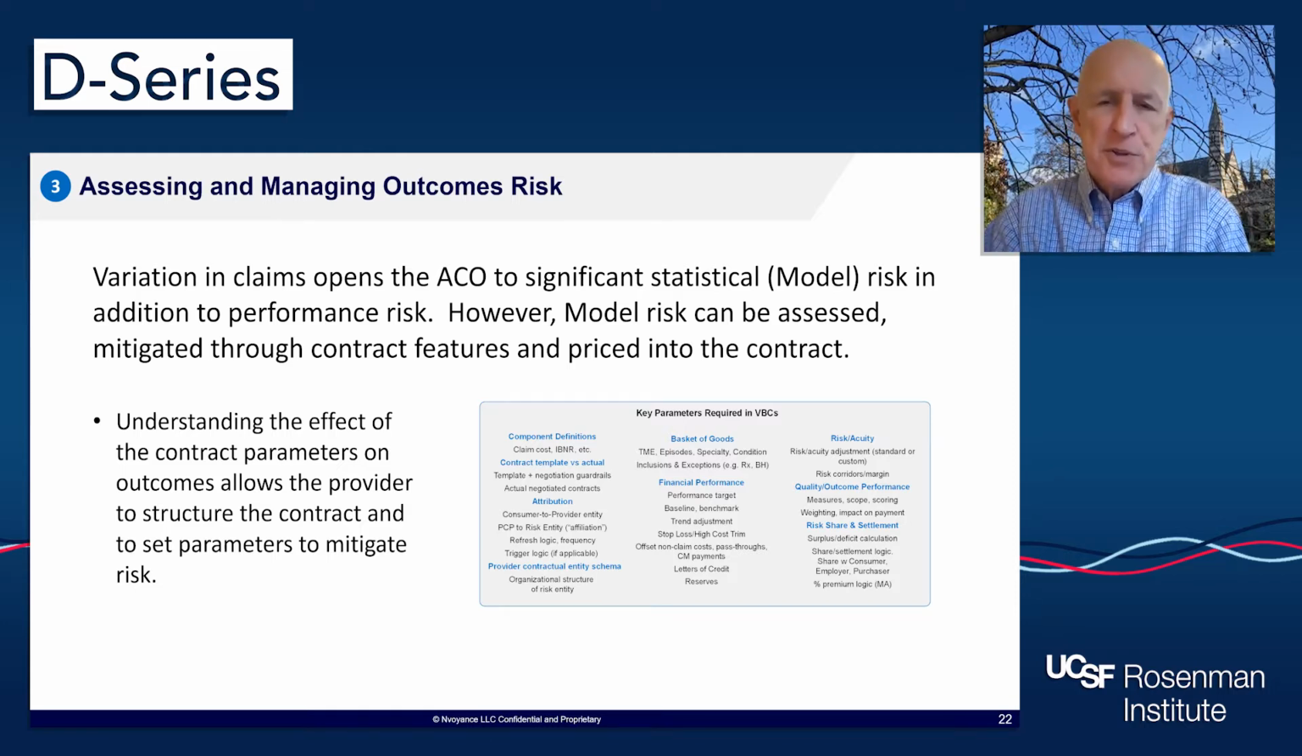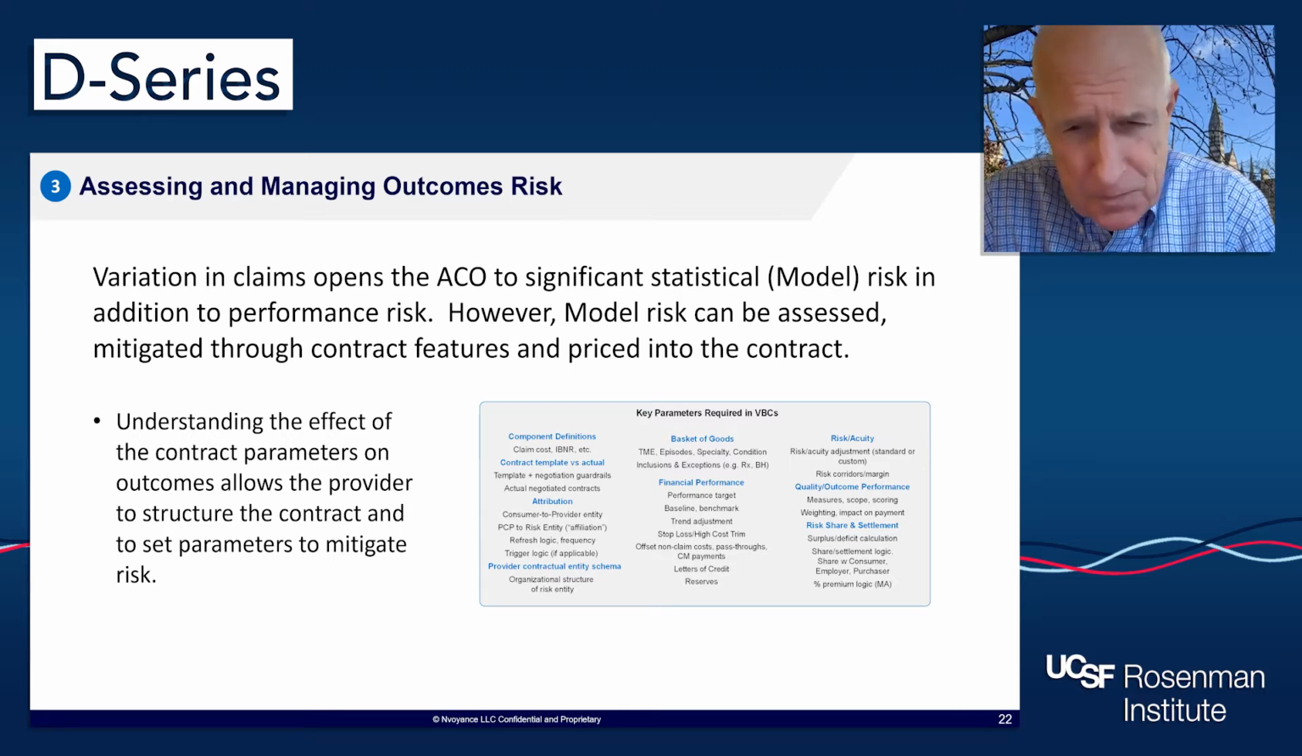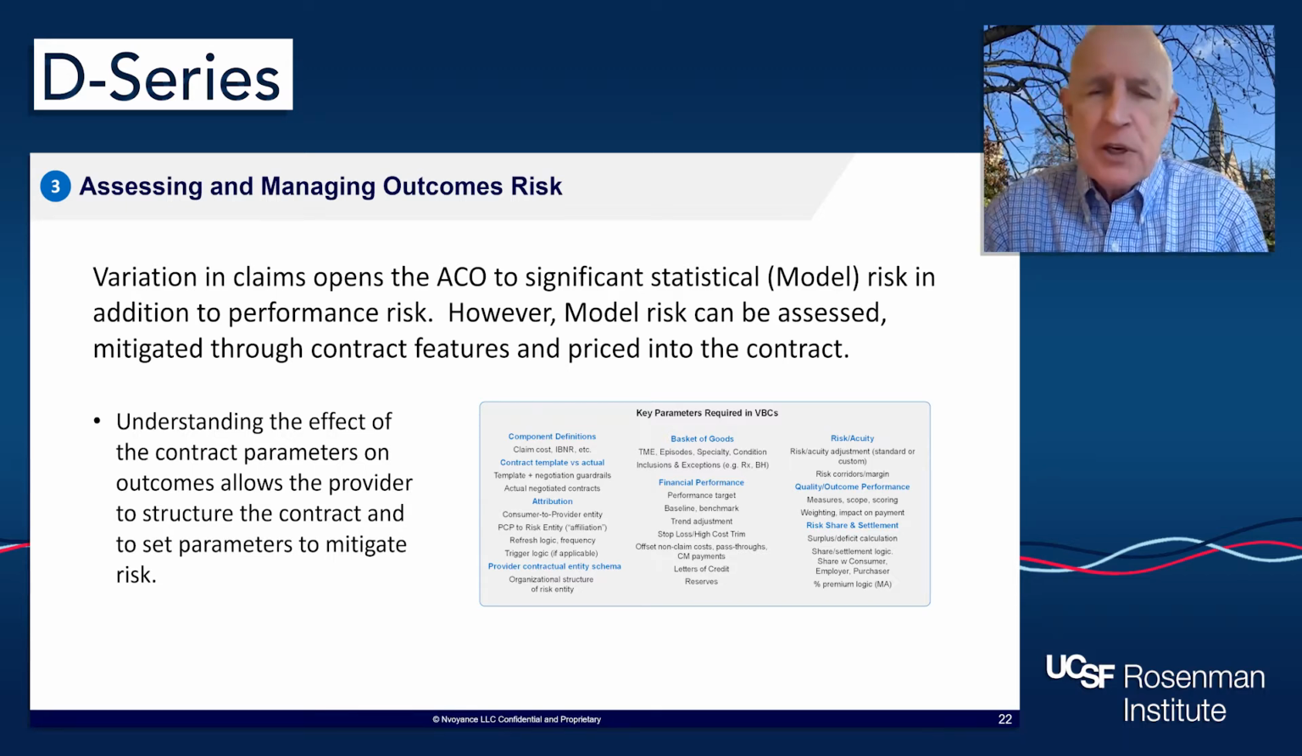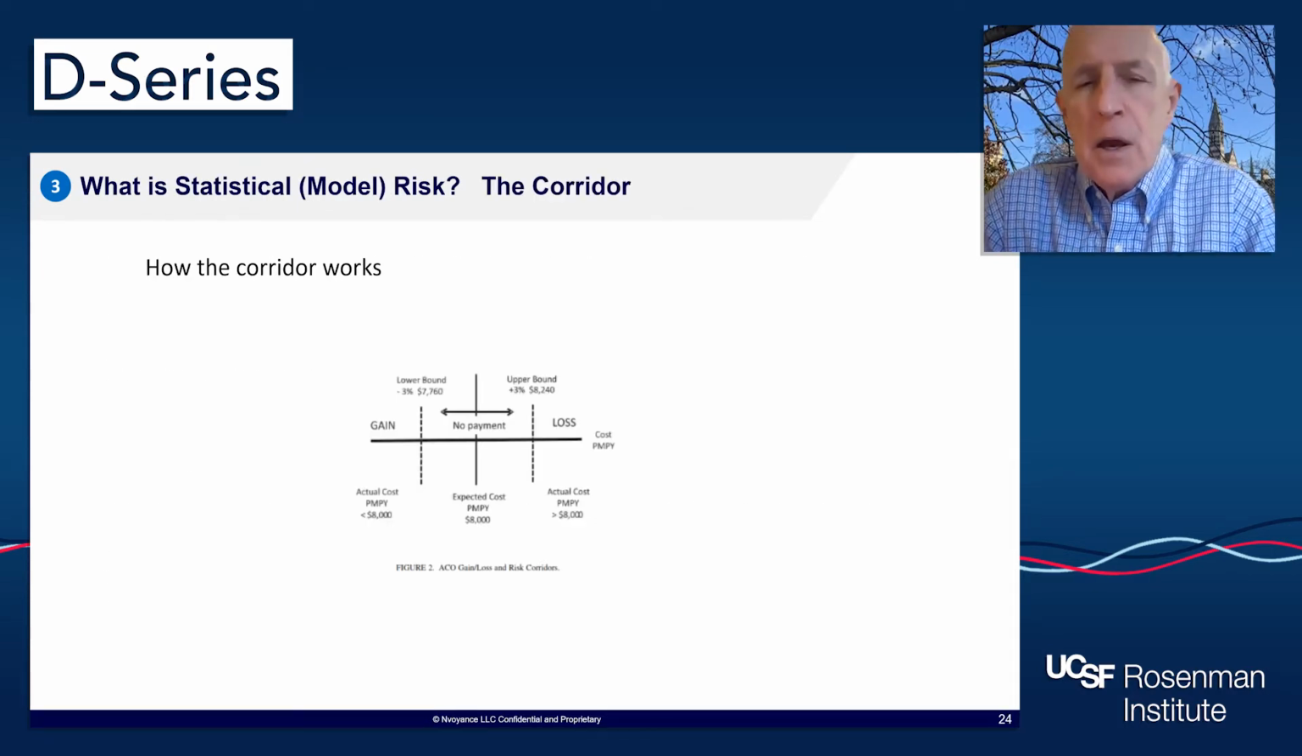And you remember I showed this slide earlier with key parameters for value-based contracts. A lot of these different variables here are dials that you can tweak in different ways to reduce the ultimate variability in those outcomes or the risk that you undertake. And a good example of this is the corridor that I mentioned earlier. Here we are.